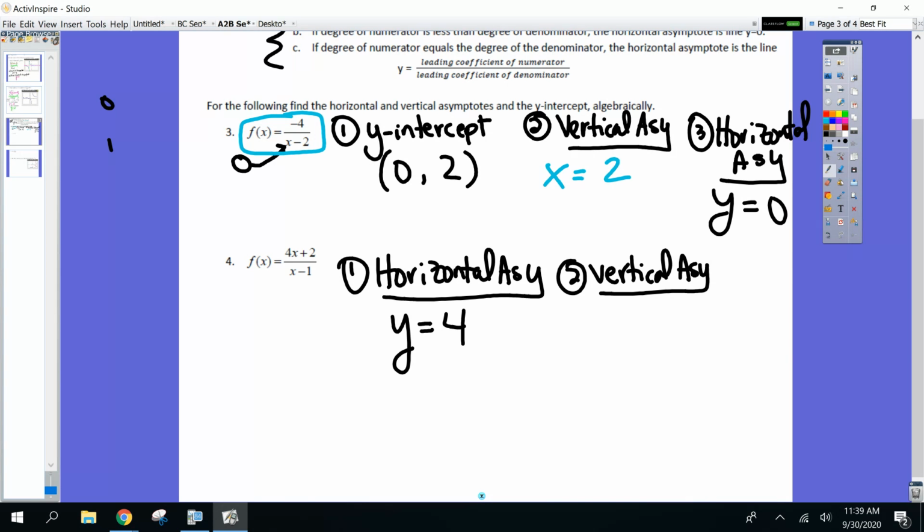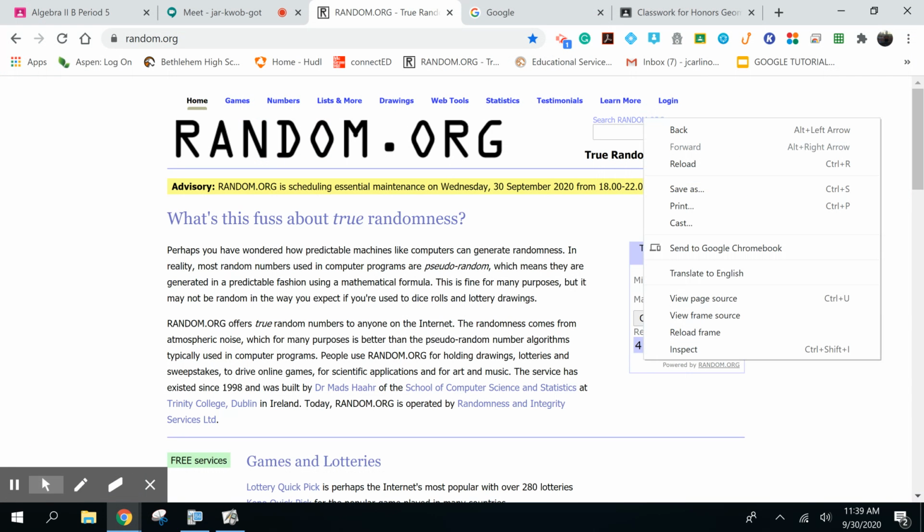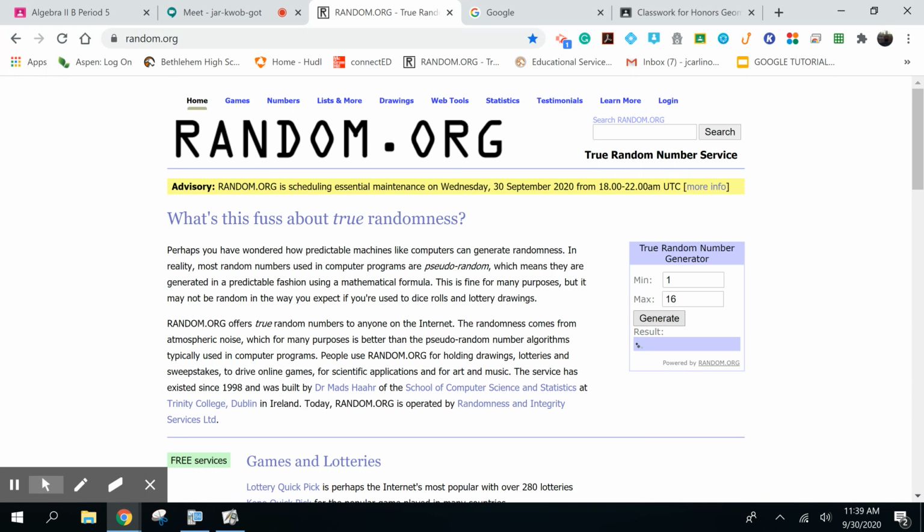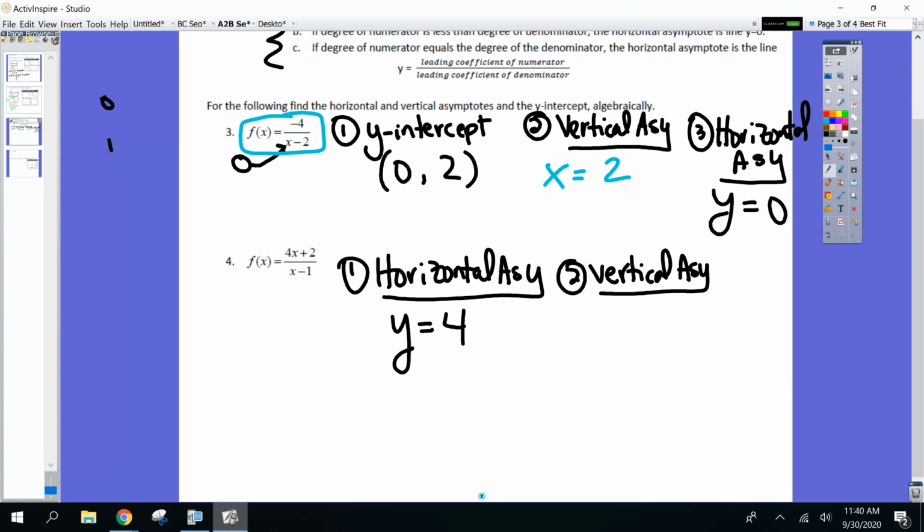Vertical, where is it undefined? Will, where's it undefined? What number do I plug in for x that makes it undefined? If I plug in 0, 0 minus 1 is negative 1. I need 0 in the denominator. Oh, 1. And remember, we just don't write the number 1. If it's vertical, we write x equals 1. Good.